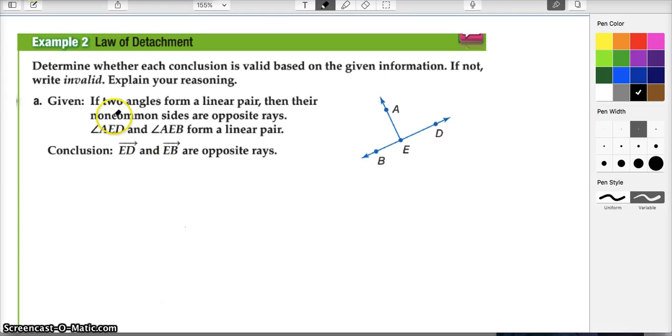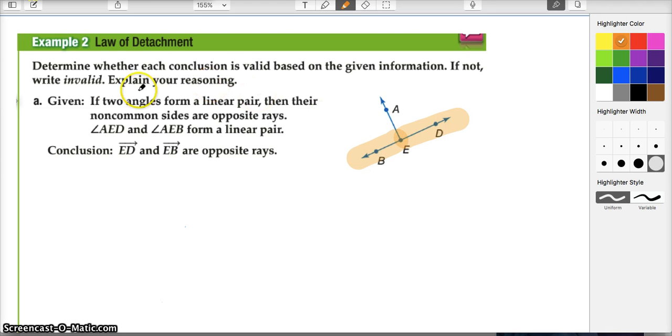So here, given: if two angles form a linear pair, remember a linear pair is two angles that come together, and if you add up their angle measures, it's 180. They form a line when they're stuck together, right? So if two angles form a linear pair, then their non-common sides are opposite rays. They have one side in common. Their non-common sides, I'll highlight here, would be these. So the idea is, do we think that we can come up with this conclusion?